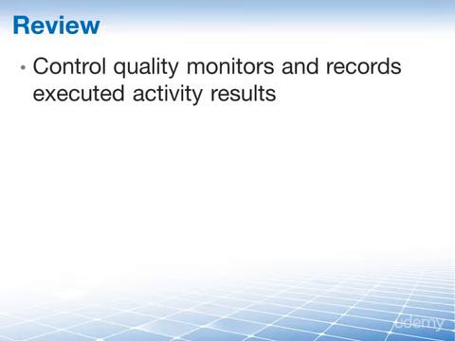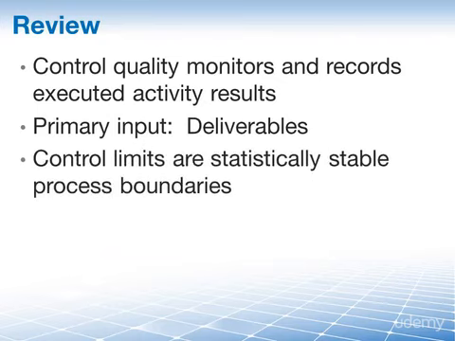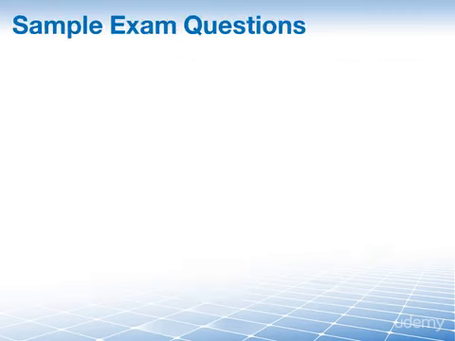Let's review. The control quality process is a process of monitoring and recording the results of activities that have been carried out on the project. The primary input to this process? Deliverables. Without the deliverables, we couldn't measure anything. Control limits are then statistically stable process boundaries of what the process should be doing all along. Results within those boundaries are said to be in control, and change requests are necessary for recommended corrective or preventive actions or defect repair.